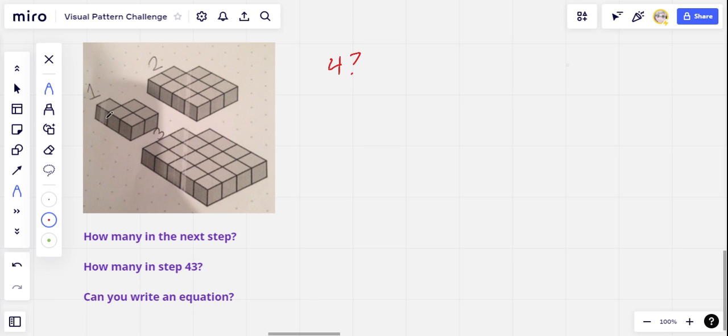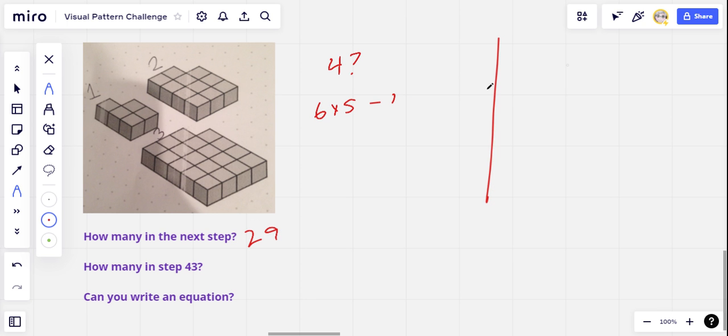Let's see if we can look at the pattern just to predict step 4 without analyzing the numbers first. So this is a 3 by 2 rectangle with one missing. Then we have 4 by 3, 5 by 4. So I would expect this to be a 6 by 5 rectangle with one block missing. So we'll subtract a block. And 6 times 5 is 30, minus 1 would be 29. So I'm thinking in step 4, there are going to be 29 blocks.